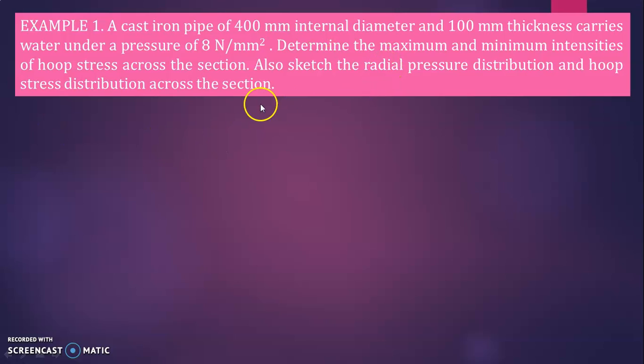We have to calculate maximum and minimum intensities of hoop stress. Hoop stress is sigma x, so maximum and minimum intensities have to be calculated, and also have to sketch the radial pressure distribution and hoop stress distribution across the section.